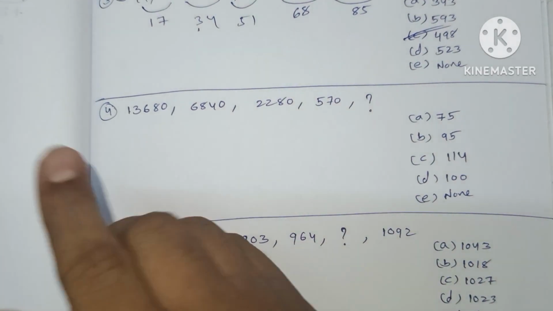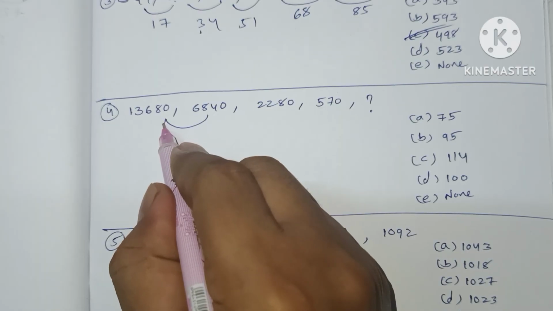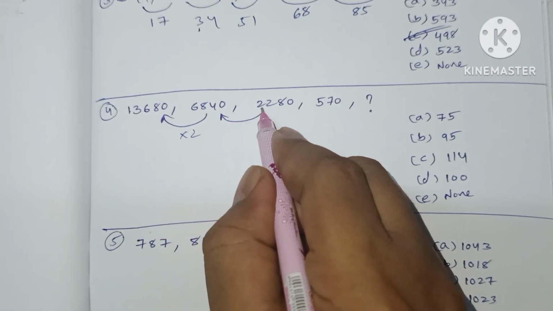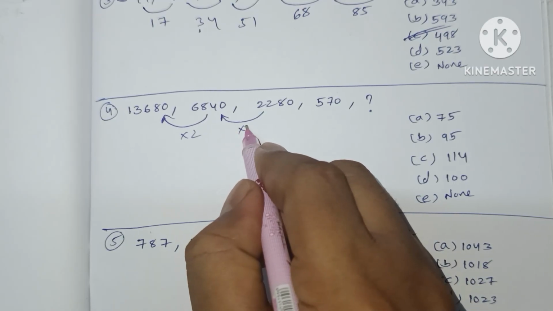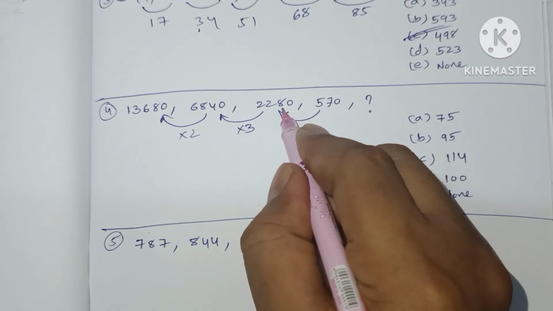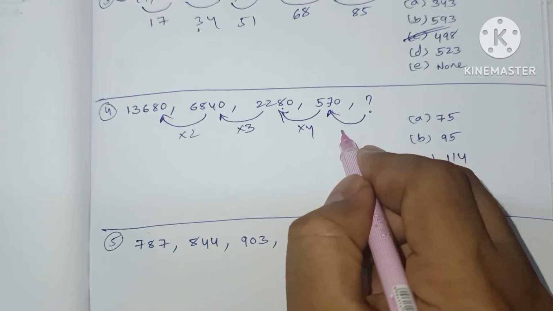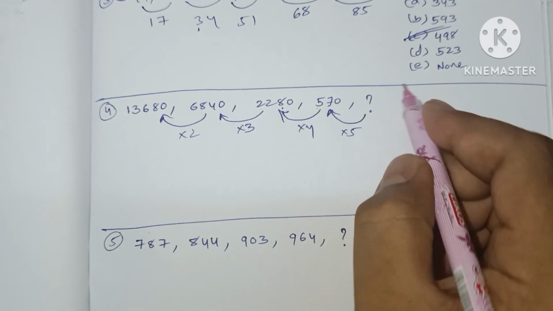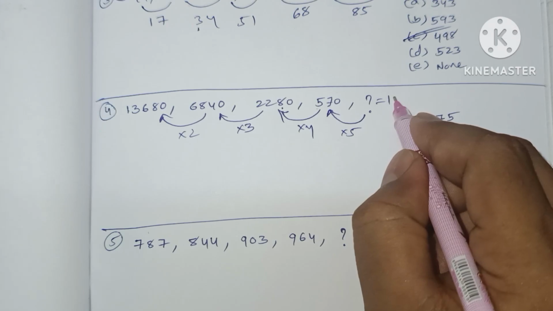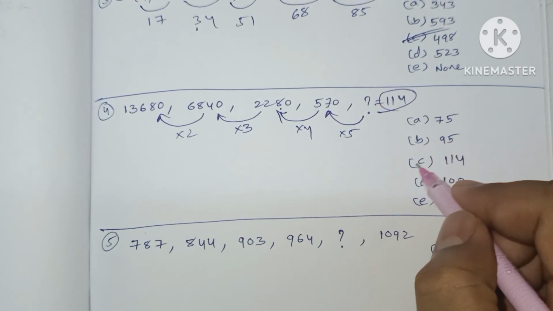Next, fourth question. Here this seems into 2 times. This seems 2 becomes 6. So it is into 3 times. Here it is 7 becomes 8 means into 4 times. So the next one must be into 5 times. So 570 divided by 5 will be this one. 5 1 times 5, 5 1 times 5 and 4 times 20. So answer will be 114, option C.